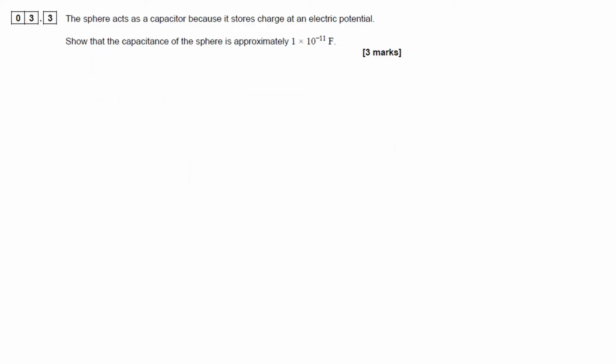For this question we are asked to work out, or to show, that the capacitance is approximately 1 times 10 to the 11. Now, since it's one of those show that questions and they've got an approximate value, you want to use your answer to at least 2 significant figures when you do work it out. If I think about an equation that links capacitance with charge and potential, we've got C equals Q over V. Now, there are 2 ways of doing this. You could either just work out these values, so the charge at the sphere and the potential at the sphere.